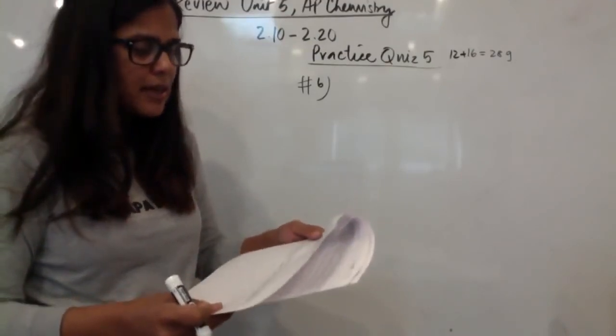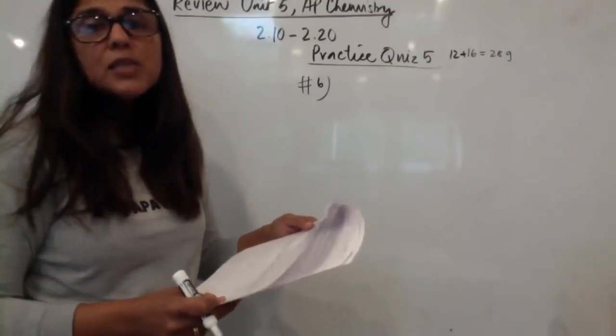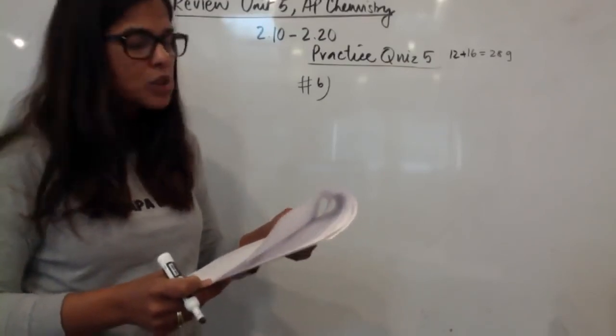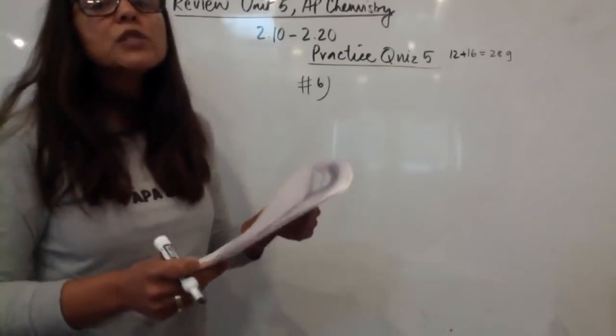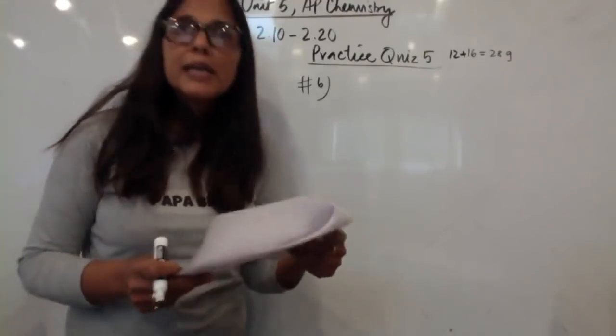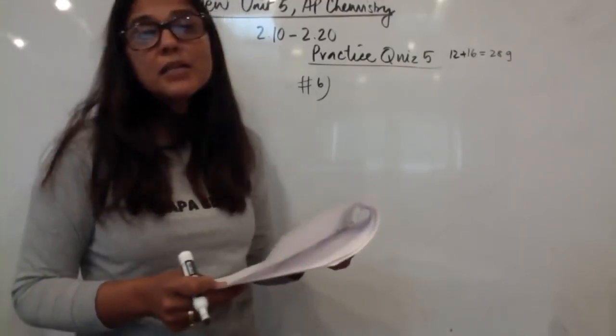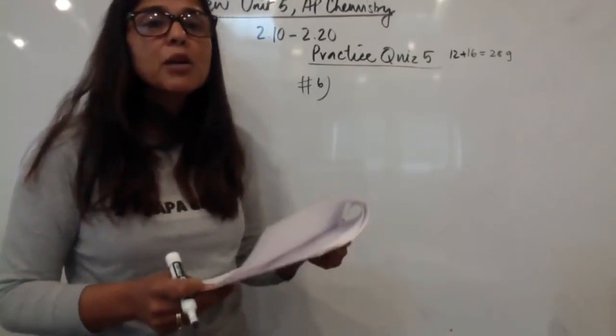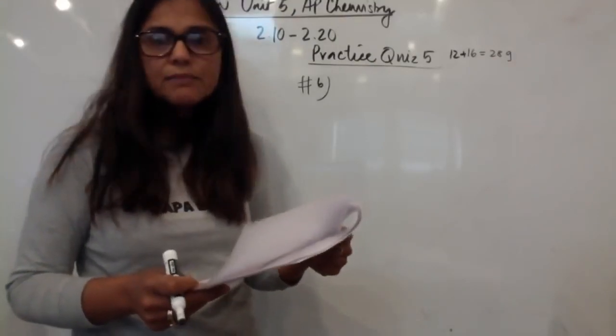So the answer is A. And because C, sodium chloride, is in solid form, it's not a good conductor. If it was aqueous or liquid NaCl, where you just melted NaCl, then yes, that will become a good conductor of electricity.